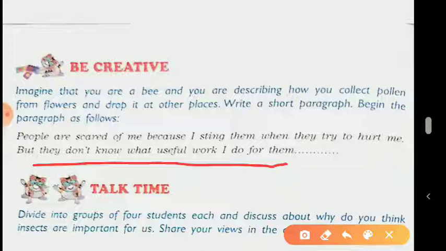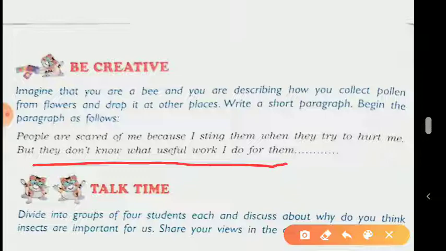So, children, now we'll write the paragraph imagining ourselves as a bee. So, we'll start with these two lines only. People are scared of me because I sting them when they try to hurt me. But they don't know what useful work I do for them. Now, we'll continue on our own. I help in pollination. After this, the sentence will be I help in pollination.